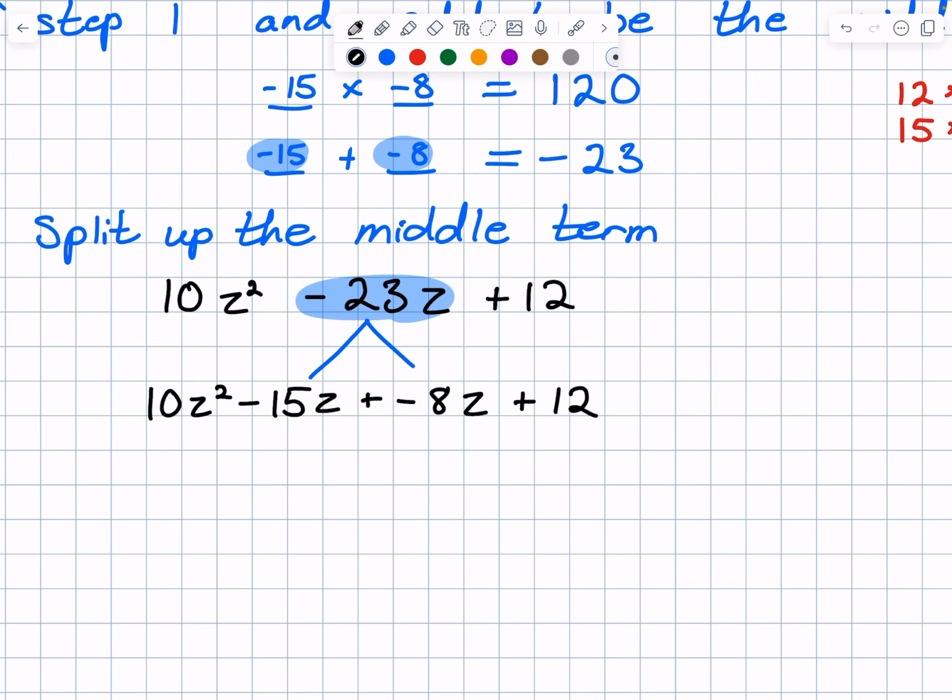You could also just have written -8z. It doesn't really matter at this step. But I just split up the middle term. Negative 23 splits into negative 15 and 8. And we know that because we figured that out in the previous step. Negative 23 splits nicely into negative 15 and negative 8.